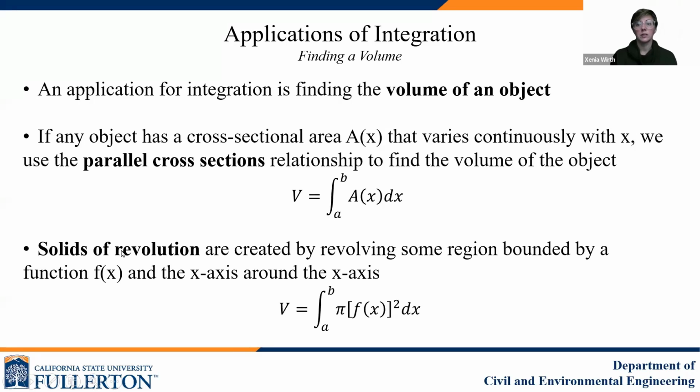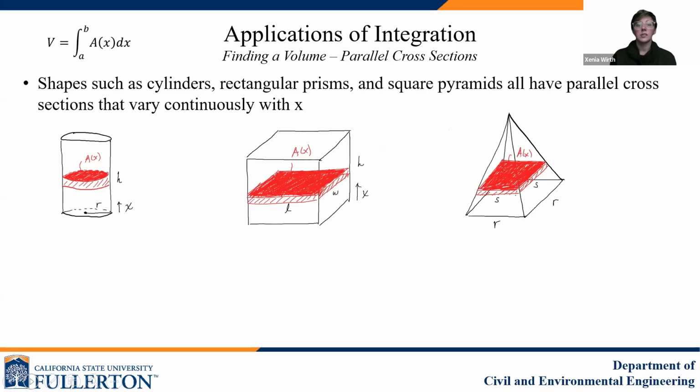Solids of revolution are created by revolving some region bounded by a function f of x around an axis. So you have an x-axis or a y-axis, and you revolve some relationship, linear, quadratic, some function, around an axis. And by revolving, you actually create a volume of material. You can find that volume by integration from limits a to b of pi times f of x squared dx. So let's start with the parallel cross-sections method.